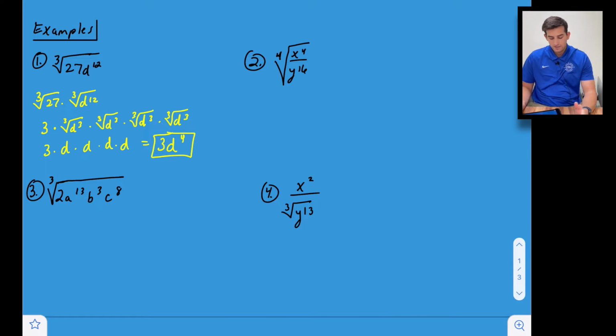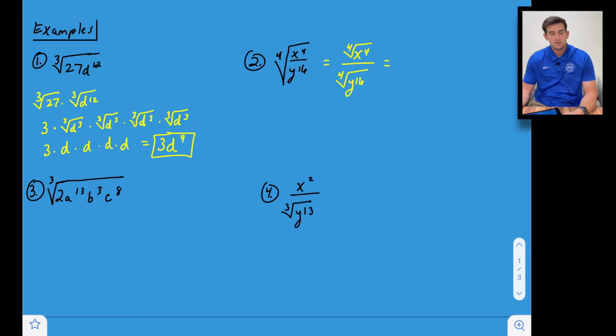All right, now number 2, we have the 4th root of x to the 4th divided by y to the 16th. So we do know here, we see that our n, our index is an even number, so we might have to apply absolute value here. So let's go ahead and break this apart and let's write this as the 4th root of x to the 4th divided by the 4th root of y to the 16th.